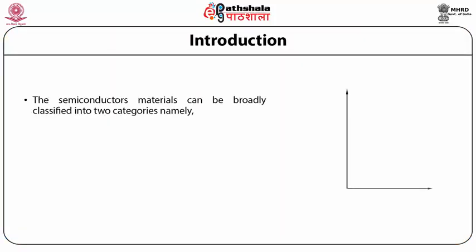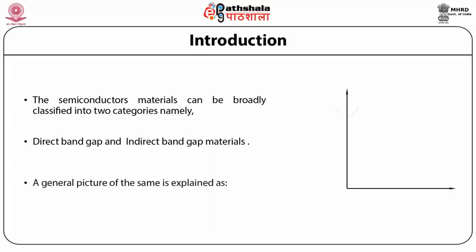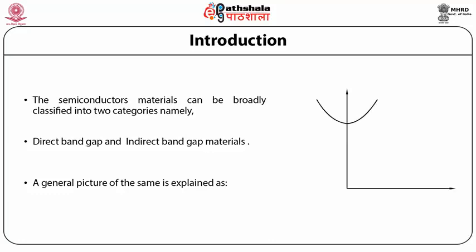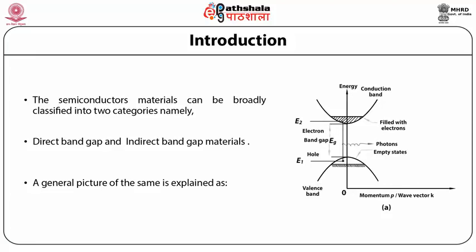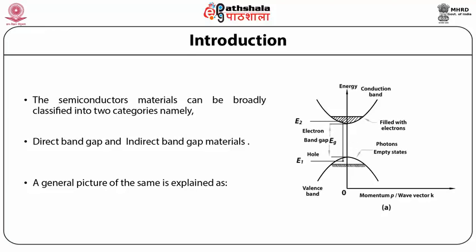The semiconductor materials can be broadly classified into two categories, namely direct bandgap materials and indirect bandgap materials. A general picture of the same can be visualized as in the figure. We see a valence band, a conduction band, and an energy band gap Eg. The figure depicts the energy levels E1 and E2, E1 with maximum number of holes and E2 filled with electrons, and the x-axis mentions the momentum or wave vector k, and the y-axis is the energy.